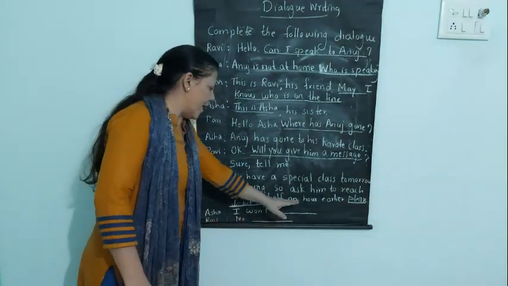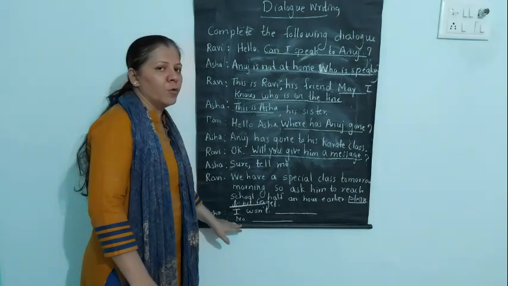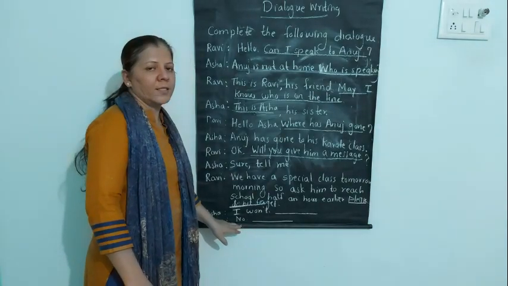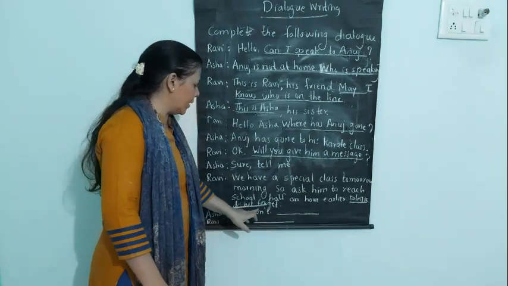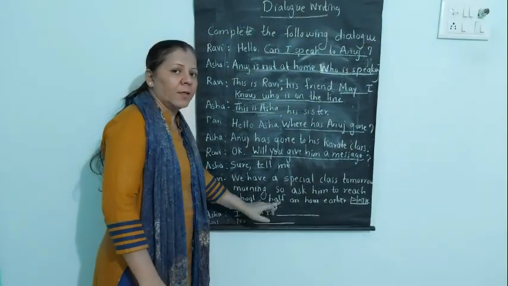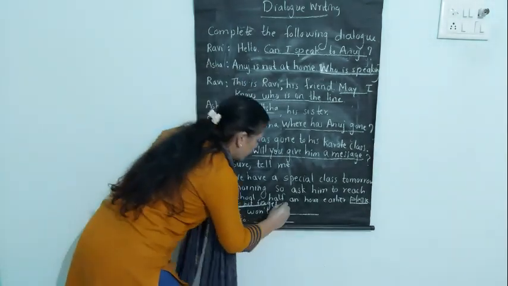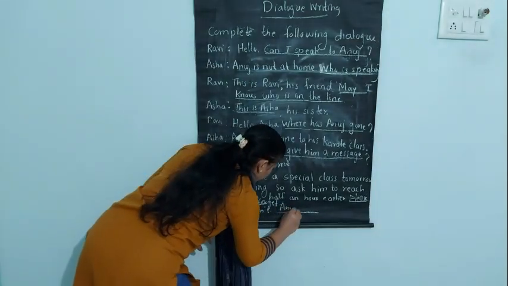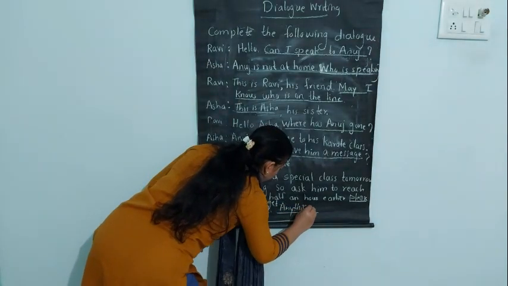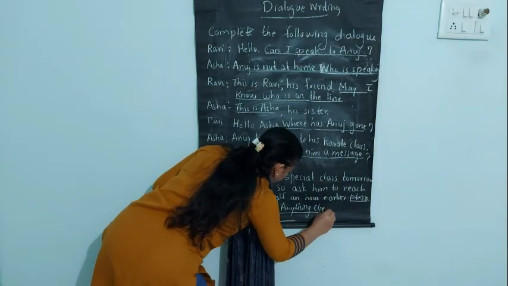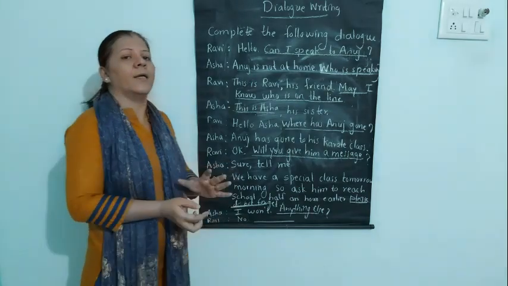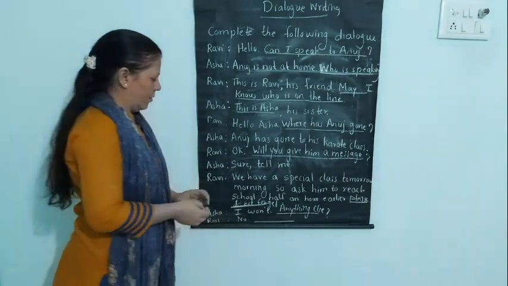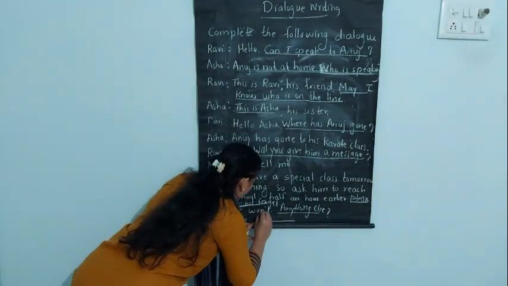Asha: I won't, dash. Then Ravi says no. So Asha says no, Ravi says no. So what must Asha have said? Asha must have said, anything else? No. Then at the end of the conversation, you must say thank you or bye.